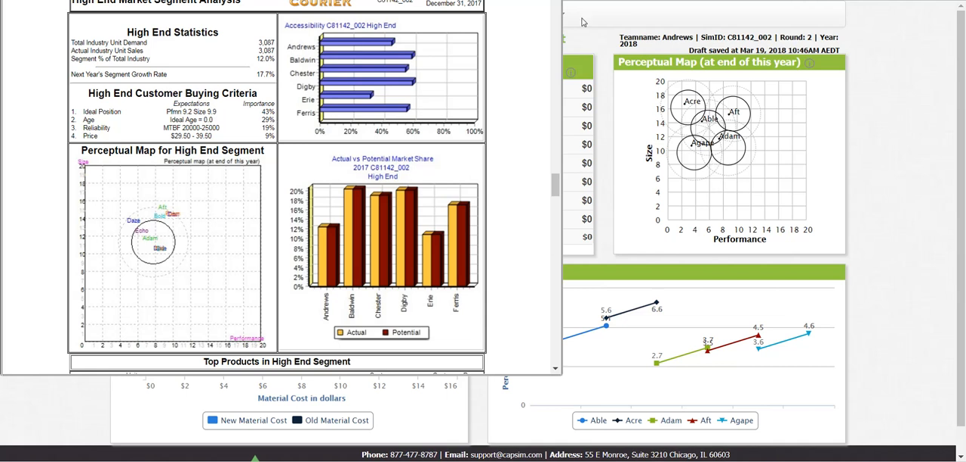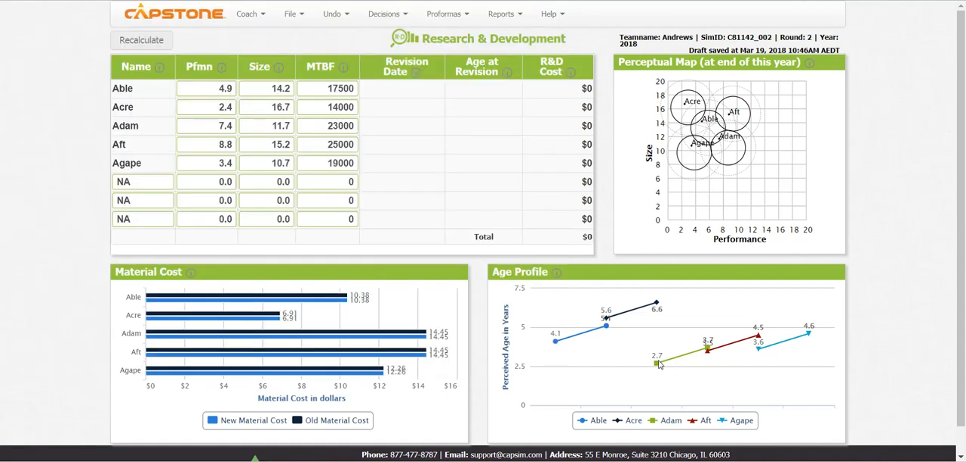I can see that Adam's a long way off that. I can look at the age. It's now 2.7. It's going to be 3.7. And the ideal positioning is down around here. So before we actually make the decision to put another product in, I want to have a look at what if I did put that back into R&D? What might be another alternative?